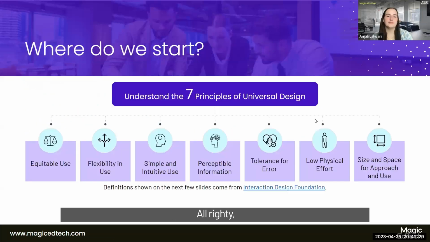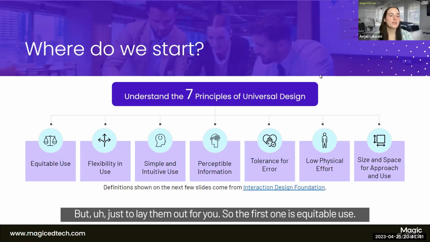Alrighty. So there are 7 principles of universal design. We'll take a deeper dive into what they're all about in the next slide, but just to lay them out for you. The first one is equitable use. The second one is flexibility in use. The third is simple and intuitive use. The fourth is perceivable information. The fifth is tolerance for error. The sixth is low physical effort. And the seventh is size and space for approach and use.